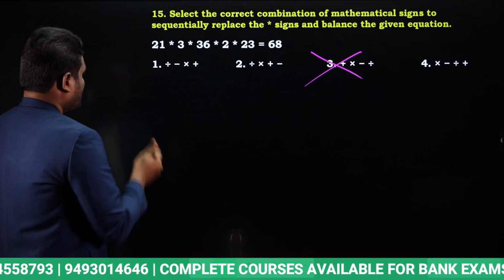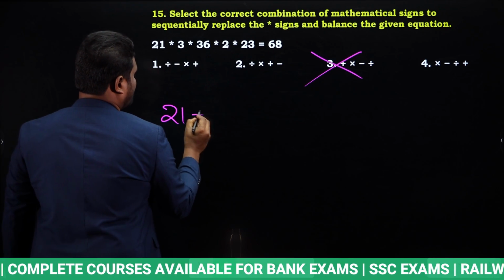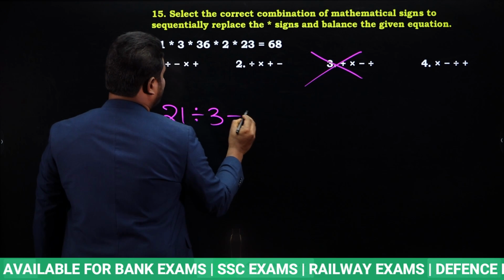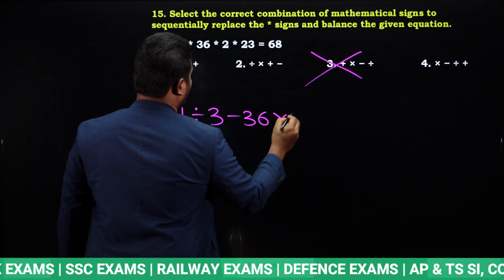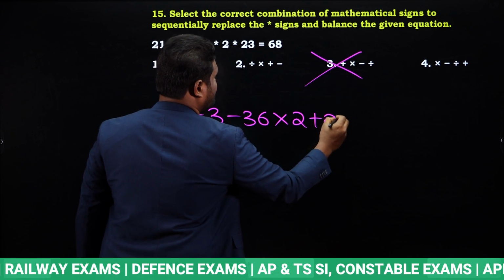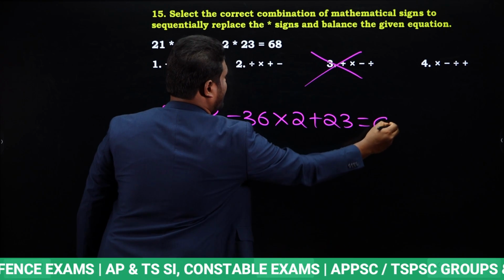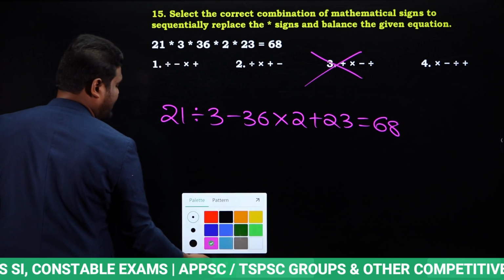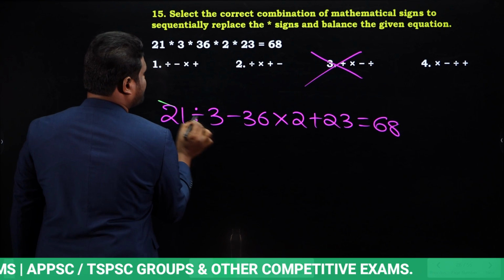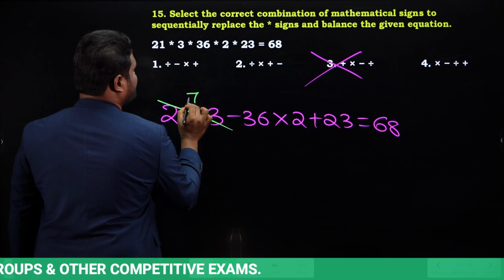Now let us verify. So first option: 21 divided by 3 minus 36 into 2 plus 23 equal to 68. Now first I need to apply the BODMAS rule. So division operation 21 divided by 3 means this is going to be 7.